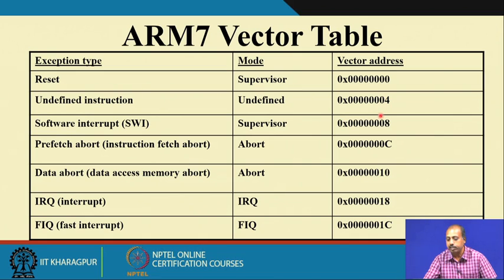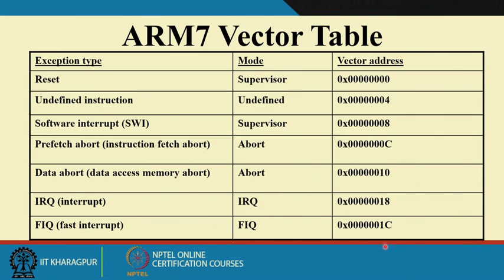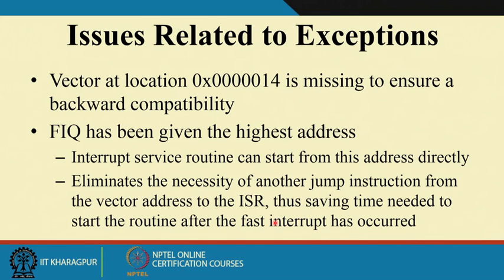So, if those ISRs start at this address, they will override these locations of the vector table. As a result, the other interrupts and exceptions will not work properly. But for FIQ, this is the last entry, and there is nothing after this. So, we can start this interrupt service routine from that address onwards. This saves time.